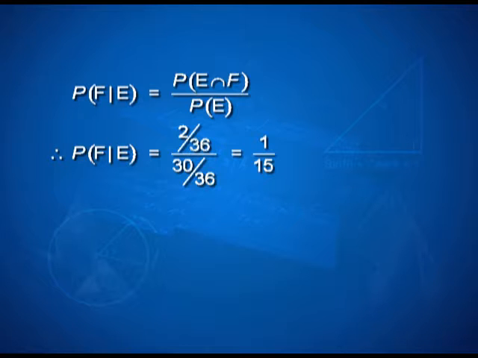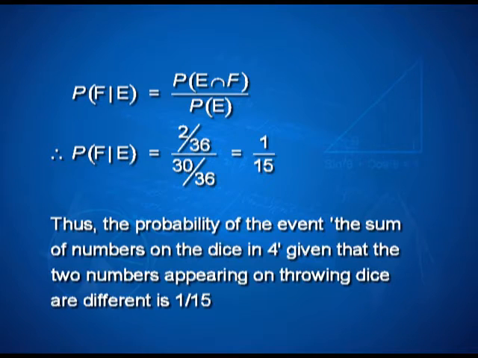If you had thought of this answer directly, considering 2 out of 30 are the possible favorable for F, then that also would be absolutely correct. You can directly write probability of F given that E has happened to be 2 by 30, which is same as 1 by 15. So, we have the answer for this, which, as is expected of you, needs to be stated in words at the end of the problem, because E, F or X, Y are our assumptions. So, you must conclude your statement in words.